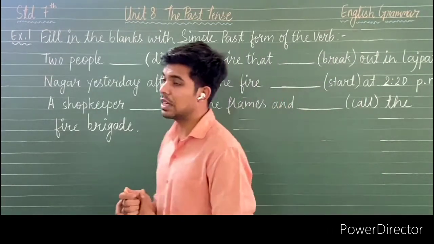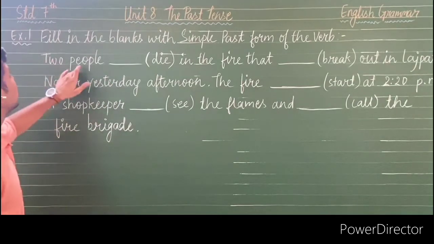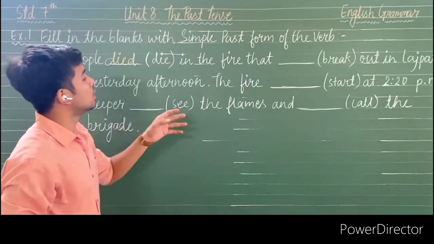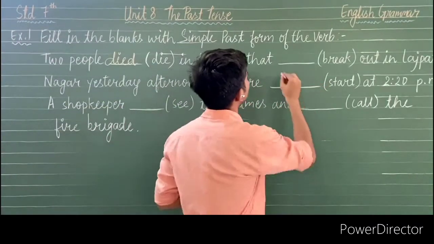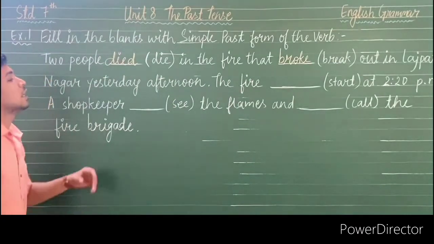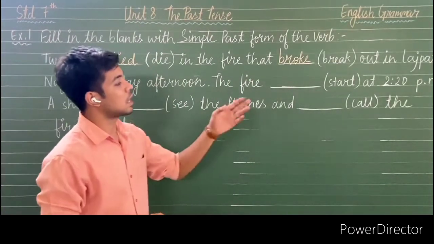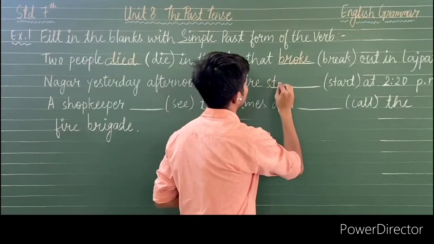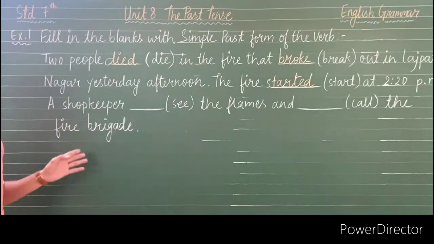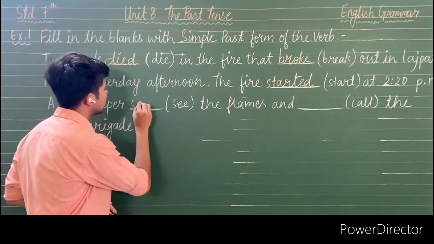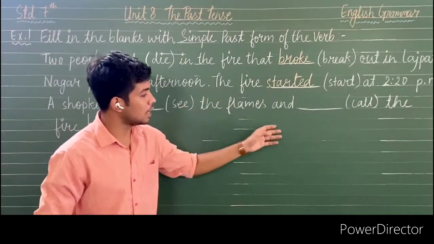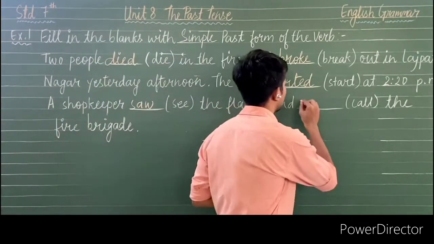So here we will use the simple past tense. Two people died, die will become died, in the fire that broke out, break will become broke, out in Smt. R.S. Kalaria yesterday afternoon. The fire start will become started at 2:20 p.m. A shopkeeper see will have the past form saw. A shopkeeper saw the flames and call will become called the fire brigade.